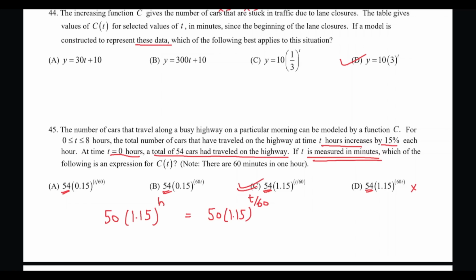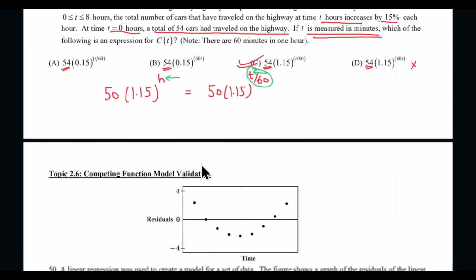Think about it like this. If you replace t by 60 minutes, which is basically 1 hour, 60 over 60 will become 1. And if you replace h by 1 hour, it will also become 1. And these two will be equal. And that's what I want. I want both of them to represent the same situation. So it should be t over 60.